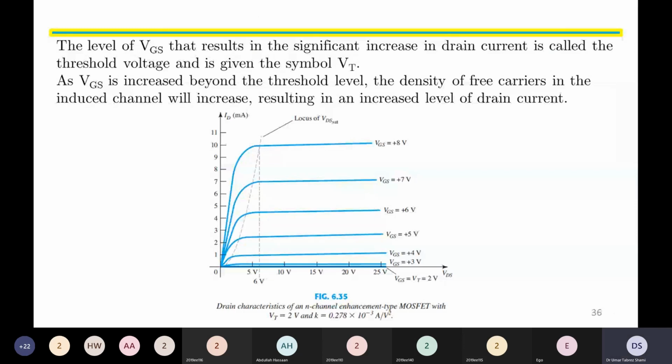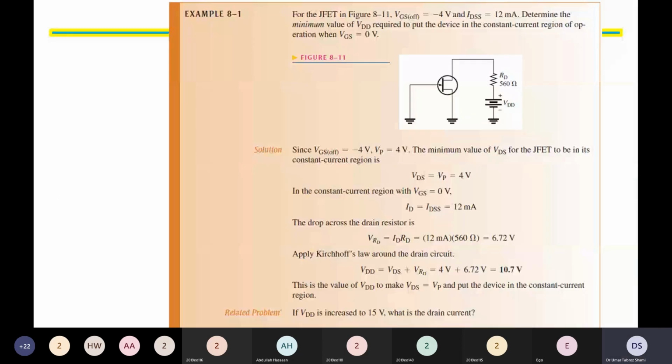Now today we will come to a few examples of the MOSFET. And since the properties of the MOSFET and the JFET are very similar, therefore we have examples that were also very similar.